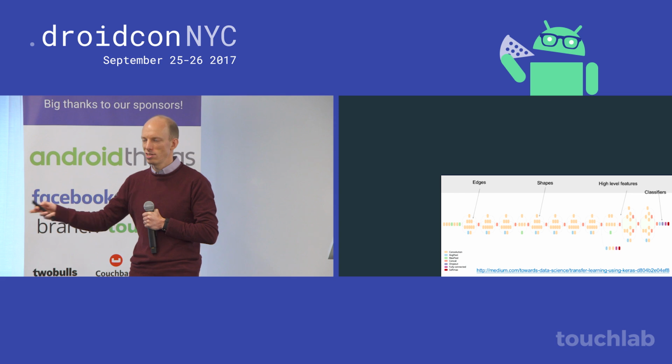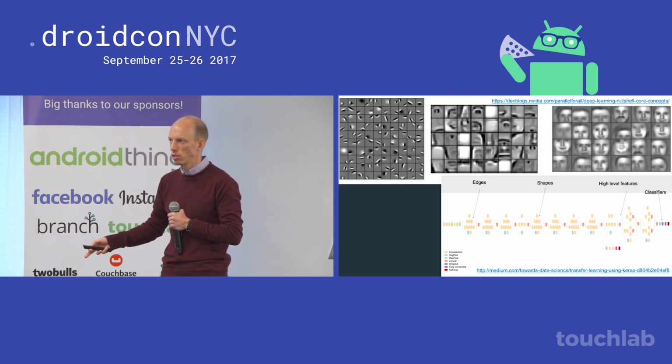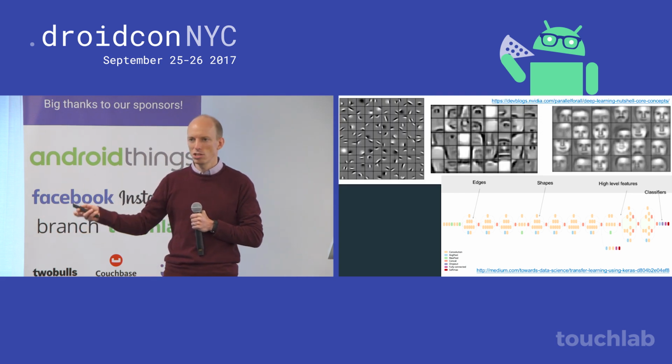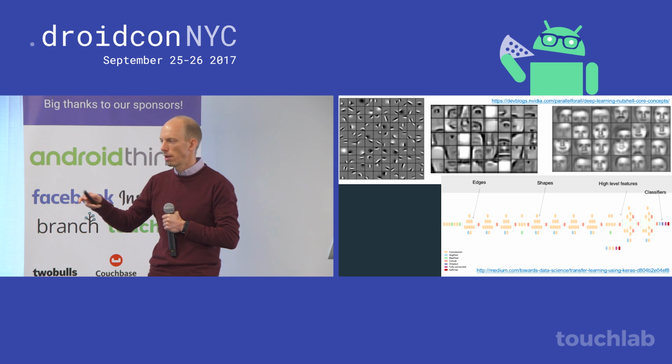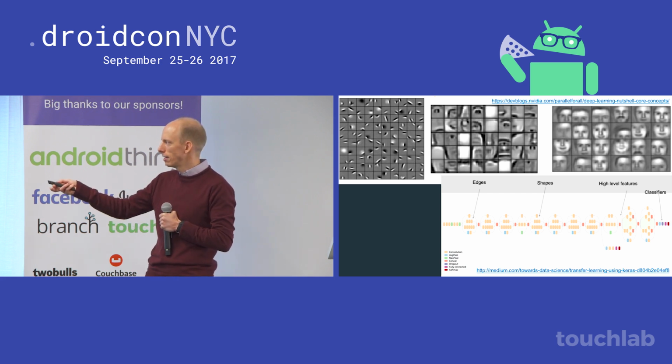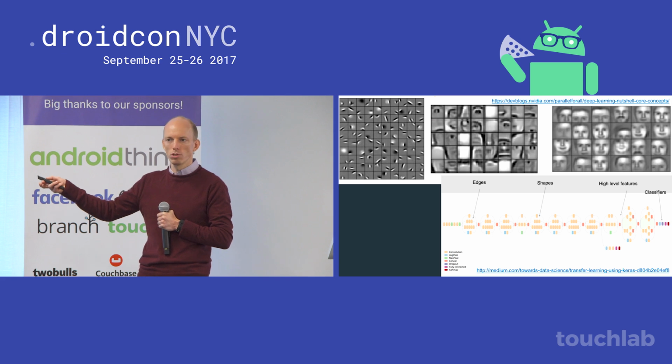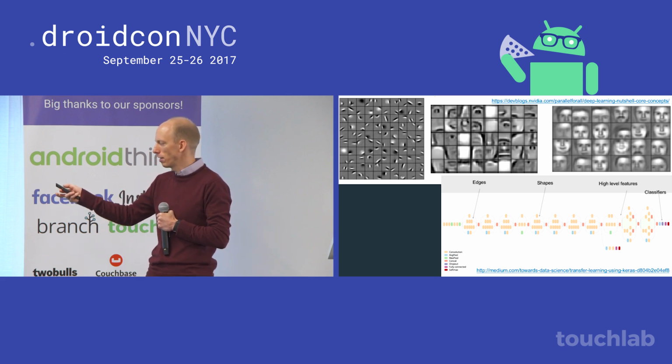To visualize this, here's a different example, which is for face detection. It's going to start out with the edges. This is very similar to the matrix stuff that was in the camera talk yesterday. Then the edges get turned into a nose, an eye, an ear, and then ultimately the face gets put together.